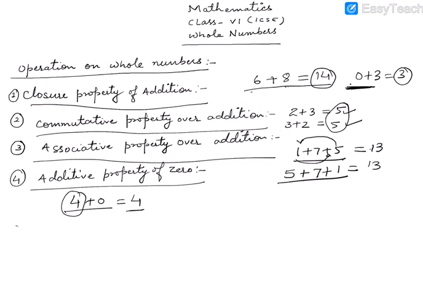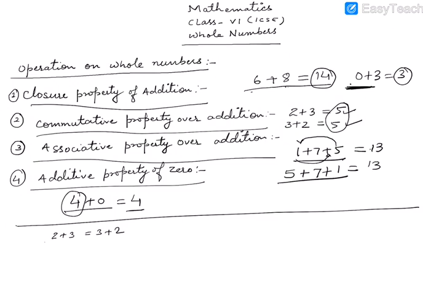Again I'll explain these properties with the help of some examples. Commutative property over addition means 2 plus 3 is equal to 3 plus 2. It says that when we change the sequence of two whole numbers, the answer remains the same. Means 2 plus 3 is equal to 3 plus 2. Which property is this? Commutative property.